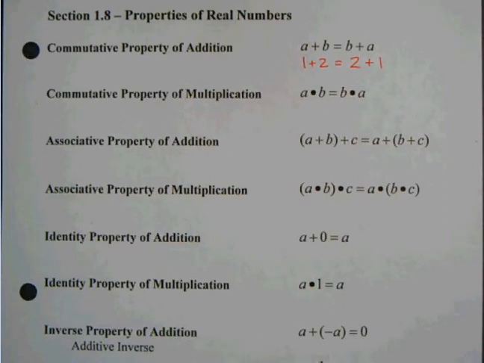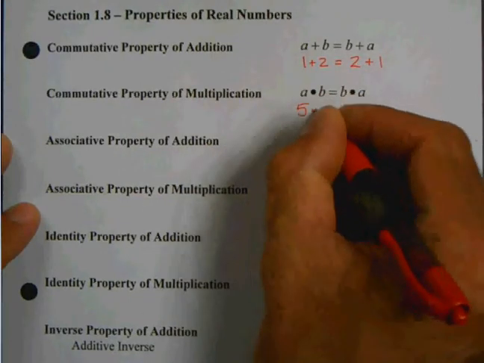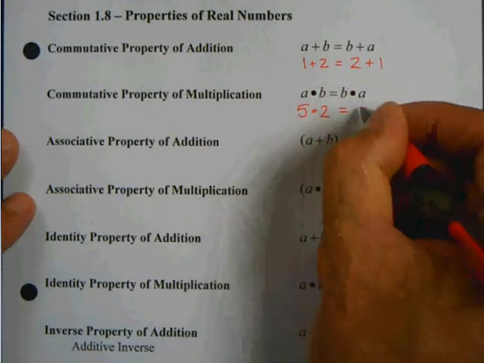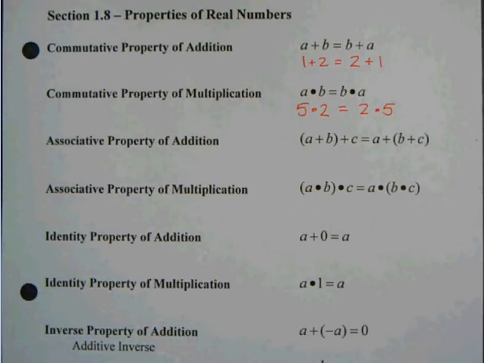Now, does this property work for multiplication as well? Is this true? What's 5 times 2? 10. Okay, now big question here. What's 2 times 5? 10. So what do you know, it works for multiplication as well. Does it work for subtraction? No. So notice there's two properties here, addition and multiplication. Does it work for division? No. It just works for the big addition and multiplication properties.